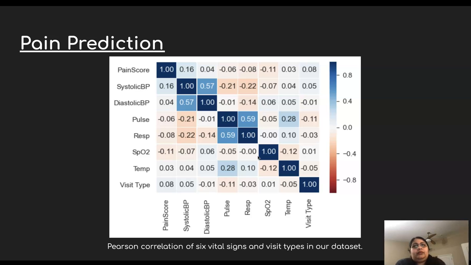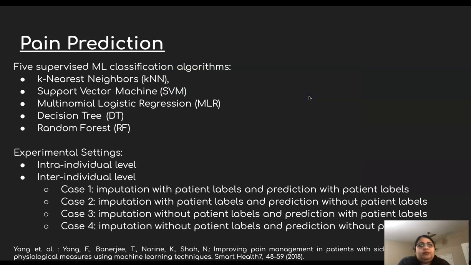Now, before going into the pain prediction model, we examine the Pearson correlation between the 6 vital signs and the type of visit in our dataset, as we plan to use them as features influencing the pain scores. As shown in this figure, in addition to a moderate correlation of 0.57 between systolic and diastolic blood pressure, we observe a correlation of 0.59 between pulse and respiratory rate in the original dataset. The other variables are poorly correlated or uncorrelated with one another. Hence, we utilize all the 6 vital signs and visit information as predictors of our pain prediction models.